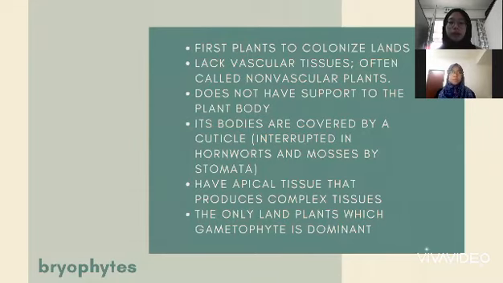Since vascular tissues are the ones that give support to the plant body, bryophytes, which lack vascular tissues, do not have support for the plant body. Their bodies are covered by a cuticle, which is interrupted in hornworts and mosses by stomata. They also have apical tissue that produces complex tissues, and they are the only plants with a dominant gametophyte.